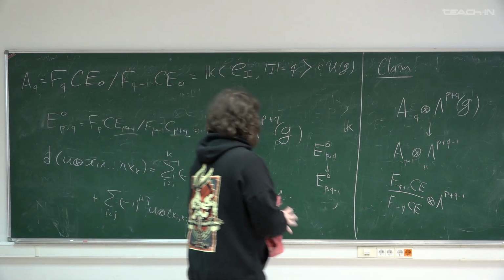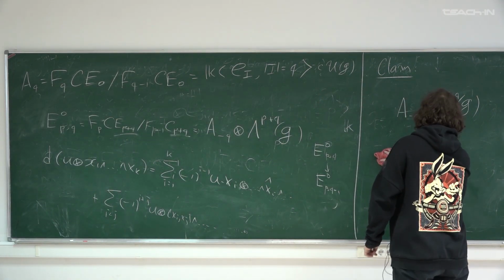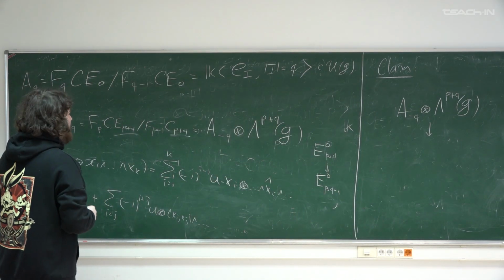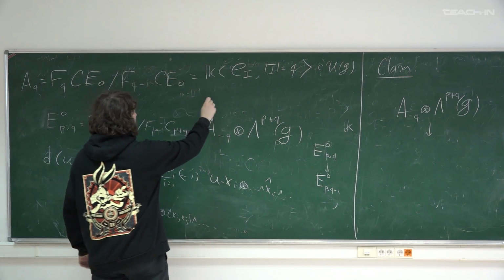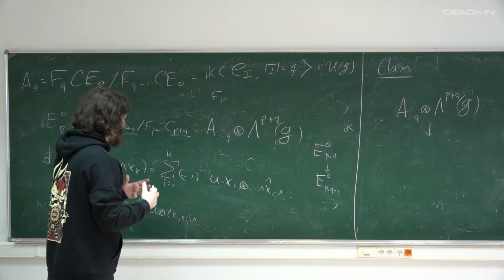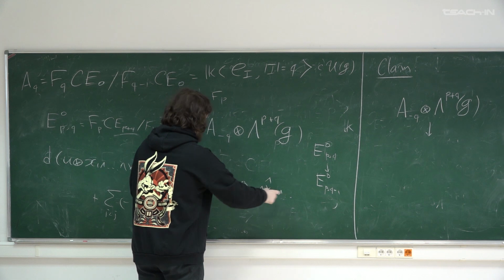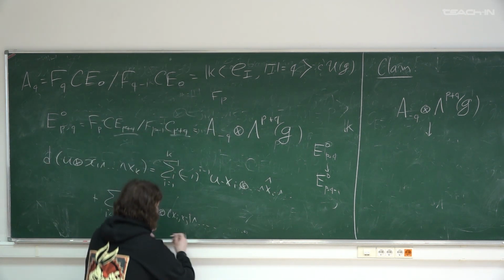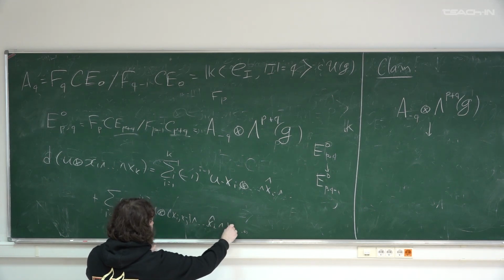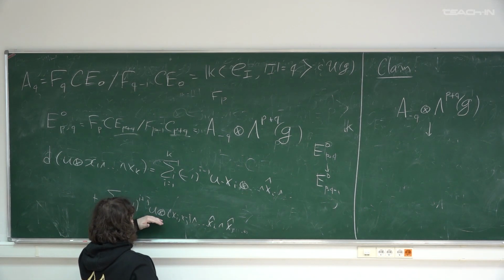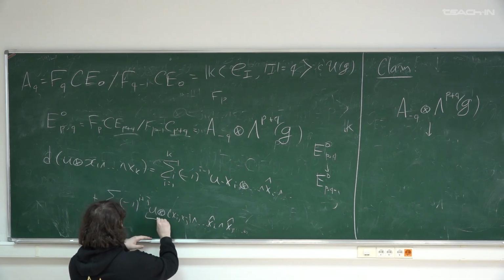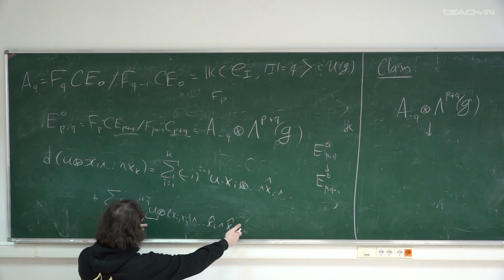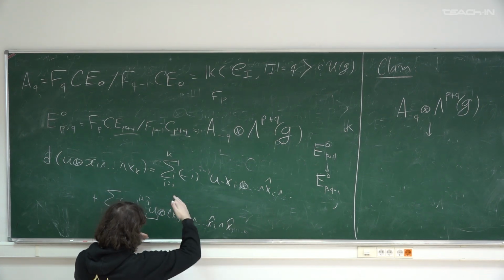Because the second part of my differential changes my filtration number, because my filtration number on FP is the sum of two lengths, the UG length and the exterior length. But my second part decreases the exterior length by 1 and does not change the universal enveloping algebra length. So the common length decreases by 1.